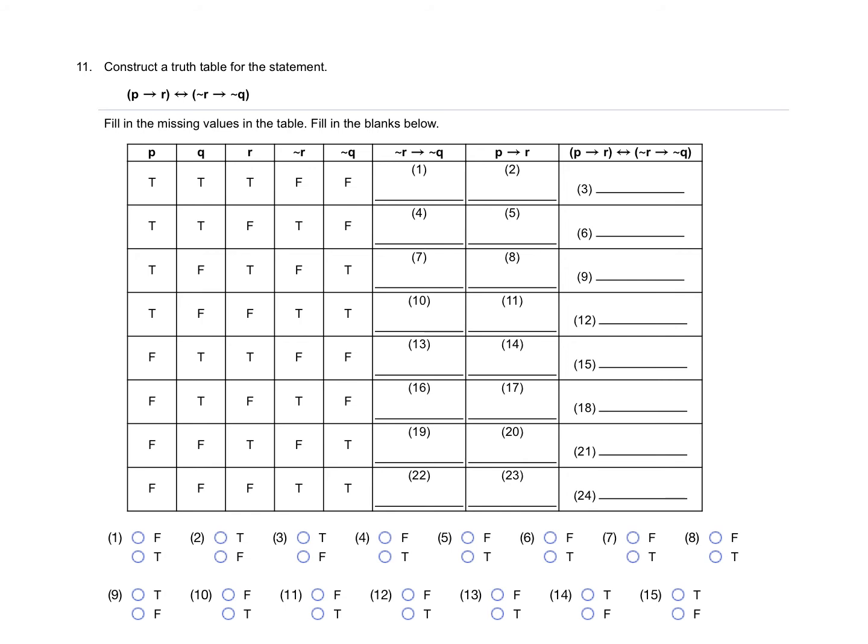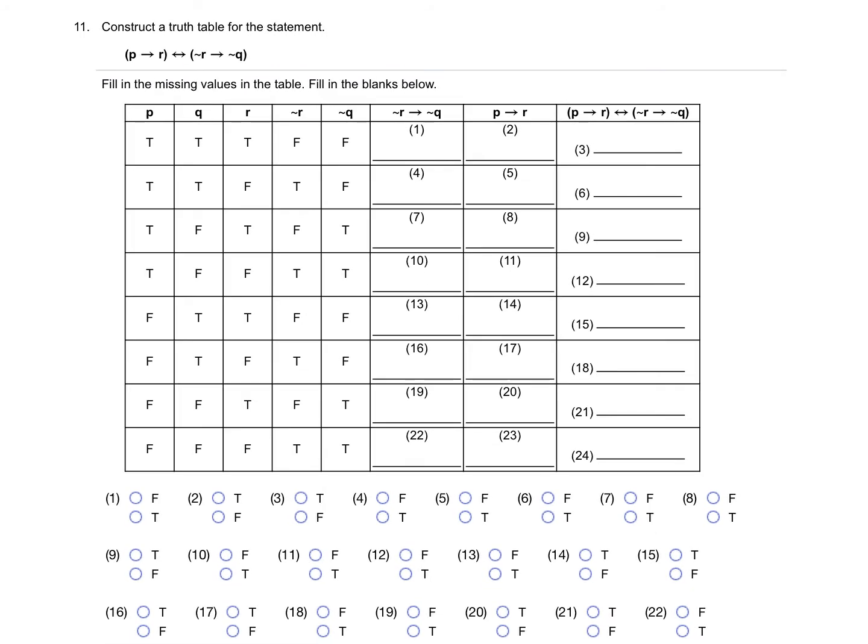Okay, number 11, we have another truth table. This one's larger, but same idea. So don't freak out just because it's a big truth table. So construct a truth table for the statement. All right, so we have not R implies not Q. So remember for this one, it's always true unless the first thing is true and the second thing is false. So we are going to be looking at the not R and the not Q.